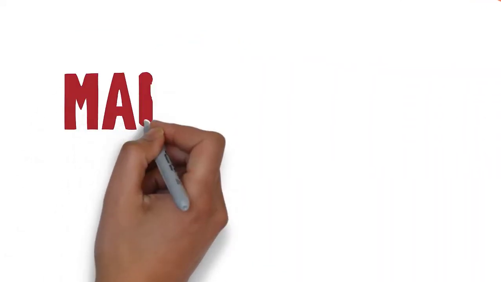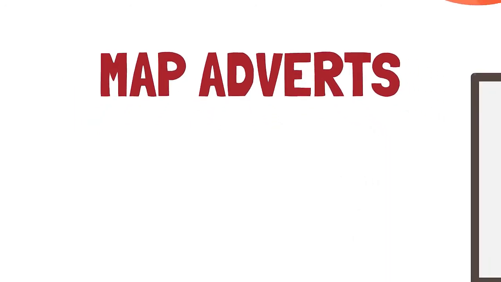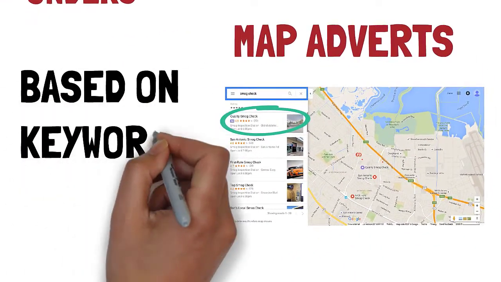We also have map adverts. This is a type of online advertising that is on an online map, like Google Maps. These kinds of adverts are ideal for local businesses. Most of the time, these are based on keyword searches for the brand's offering.